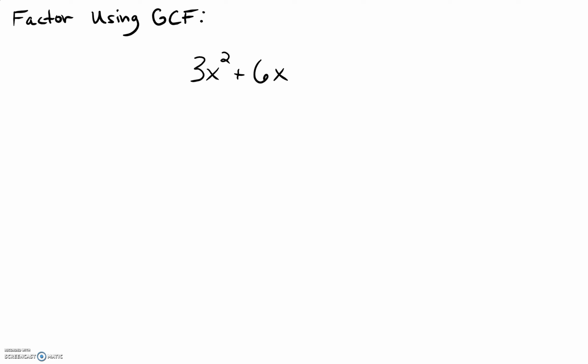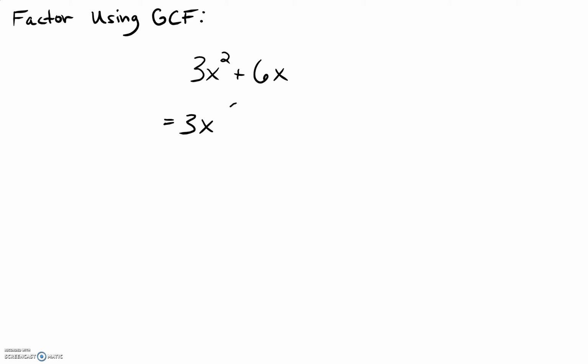For a problem that involves numbers and variables, I would advise looking at the numbers first and seeing what the greatest common factor of the two numbers is, and then look at the variables and figure out what the greatest common factor of the two variables is. In this case, we have a 3 and a 6, and the greatest common factor of 3 and 6 is 3. Looking at our variables, we have an x squared and an x, so the greatest common factor of x squared and x is going to be x. And so our greatest common overall factor is going to be 3x.